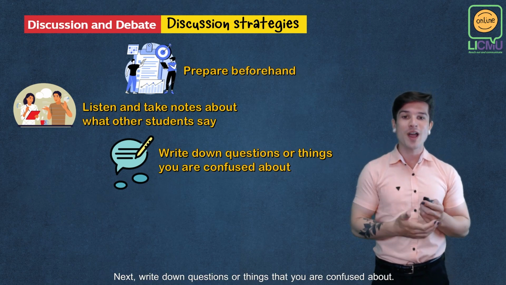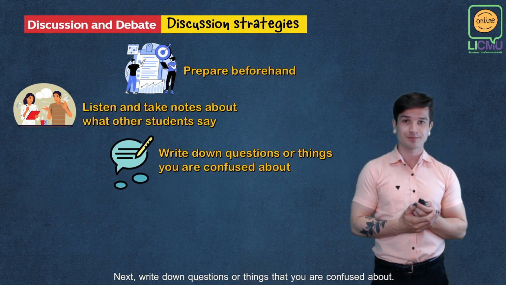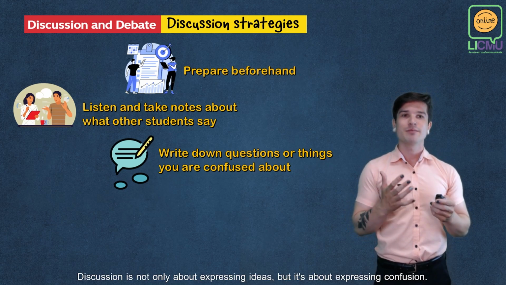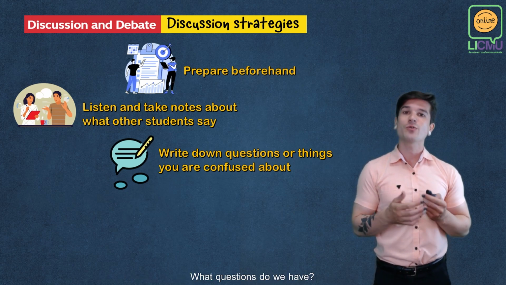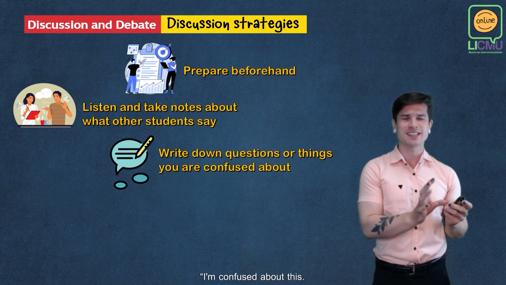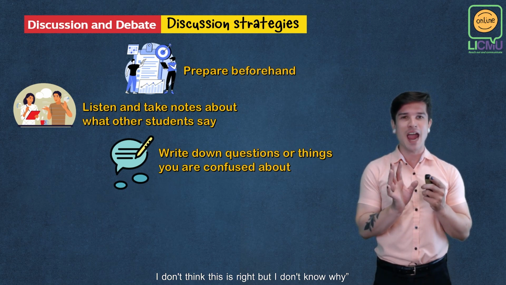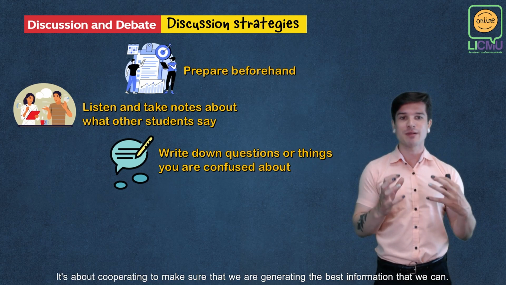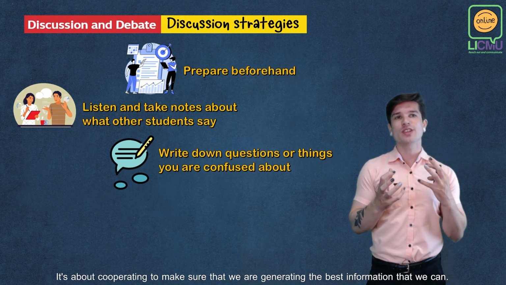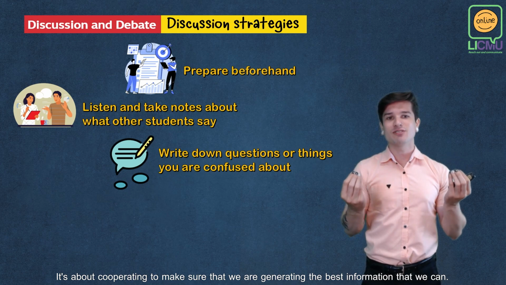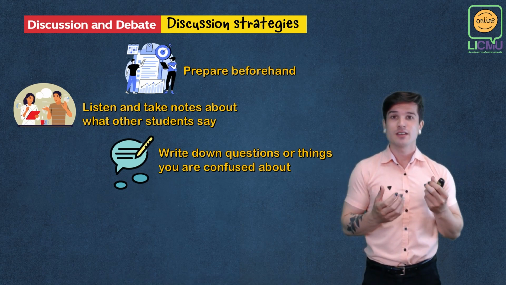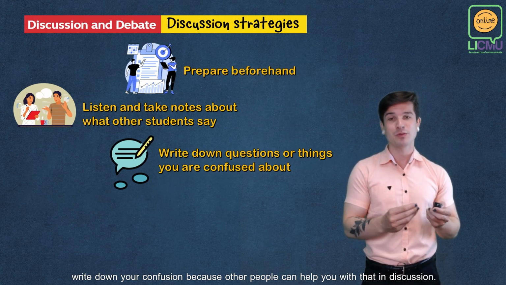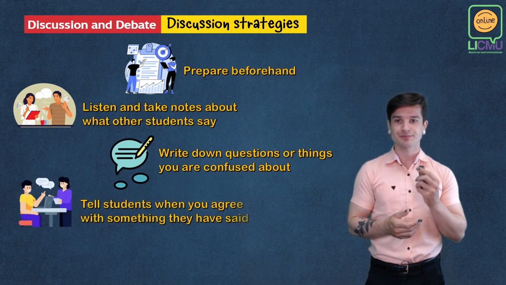Next, write down questions or things that you are confused about. Discussion is not only about expressing ideas, but it's about expressing confusion. What questions do we have? I'm confused about this. I don't think this is right, but I don't know why. Because discussion is all about working together. It's about cooperating to make sure that we are generating the best information that we can. So write down those questions, write down your confusion, because other people can help you with that in discussion.